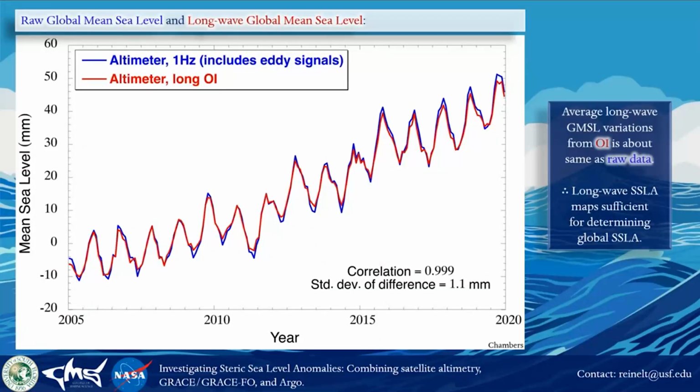And this figure shows global mean sea level anomalies for the raw altimeter data, which includes all of those mesoscale features in blue and the long wave optimal interpolation in red. And as you can see, the two lines match up pretty well, so we know that using optimal interpolation is sufficient for determining global steric sea level anomalies.